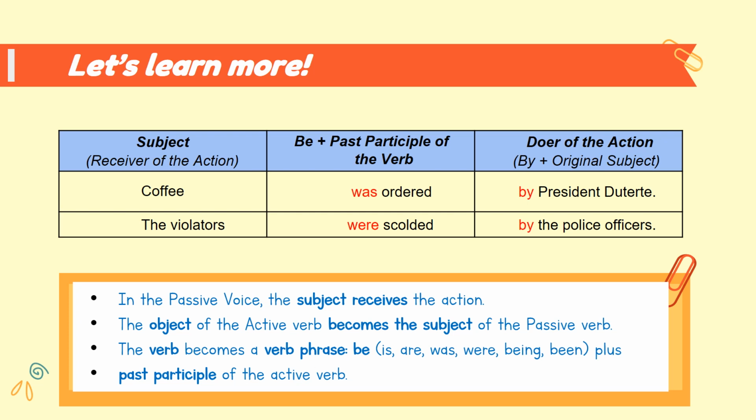Let's look at our table. The word coffee is now our subject, and our verb is was ordered. It comes in the form be verb plus past participle of the active verb, which is ordered. We also made use of the preposition by, and the doer of our action is President Duterte. In the second sentence, the subject is the violators, and our verb is were scolded, and the doer of the action plus the preposition by is the police officers.